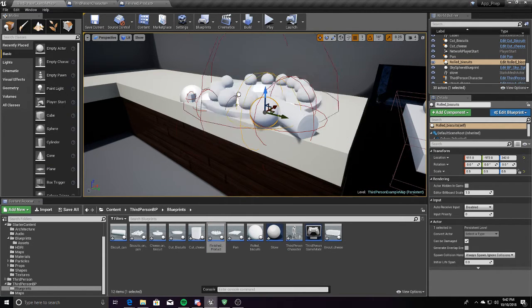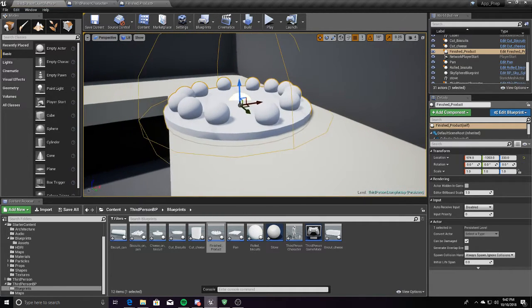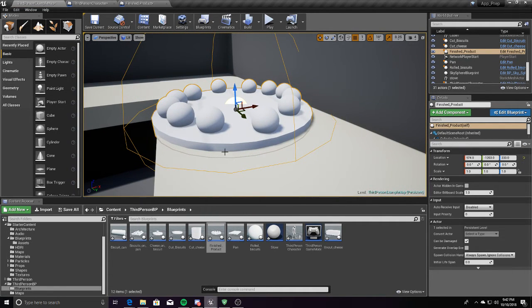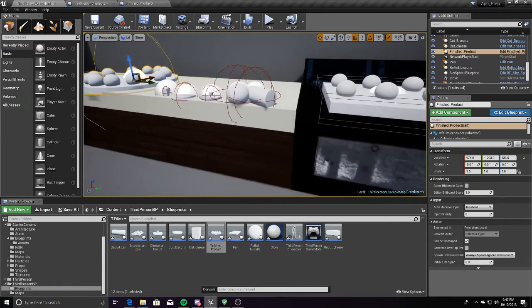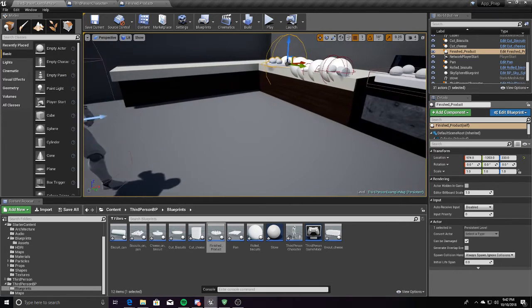I didn't put the finished product out there, but here's the basic idea. It's a plate with several of these down on it, and that would be the finished product that you would come out with. So that's what I was able to create.